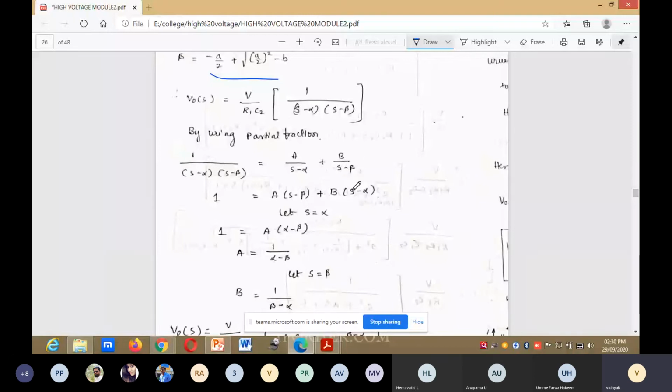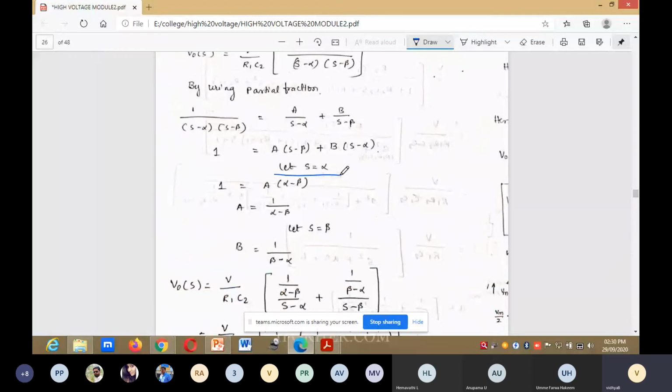In these types of derivations, which we solve in control systems and many other subjects, 1 is equal to A(S minus beta) plus B(S minus alpha). Let S is equal to alpha. If we take S is equal to alpha, what will we get? 1 is equal to A(alpha minus beta), and B will become 0. So A is equal to 1 divided by alpha minus beta.